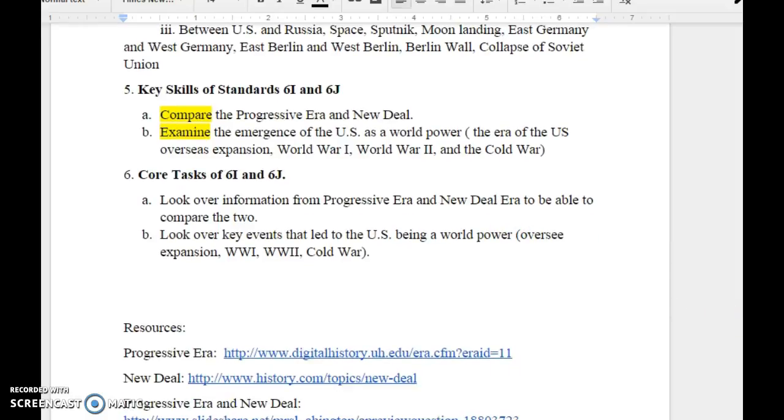The core task of Standard 6I and 6J is that I should look over information from the Progressive Era and the New Deal era and be able to compare the two. Like, look at their likes and look at their differences. And for Standard 6J, I should look over the key events that led to the U.S. being a world power. You know, the overseas expansion, World War I, World War II, and the Cold War. I should look into the details and just the impact we had on each of those times.